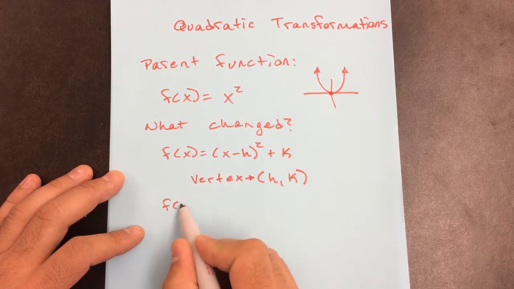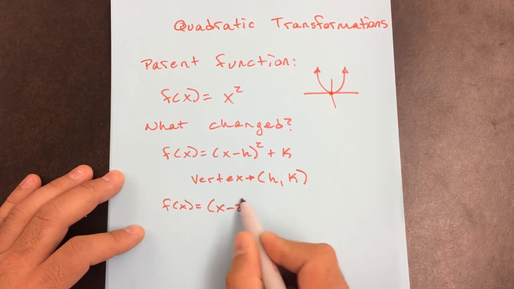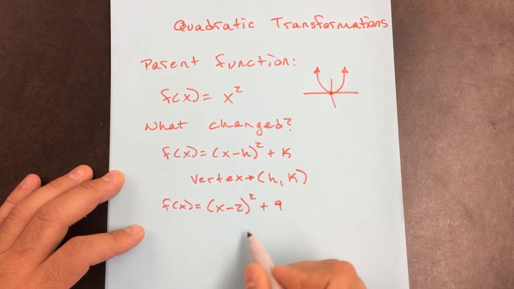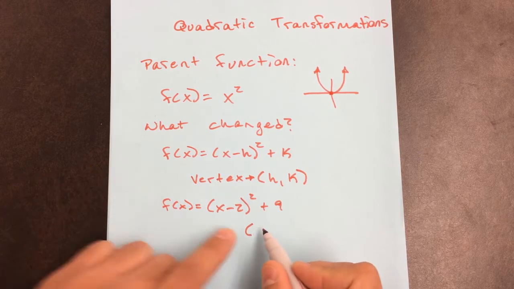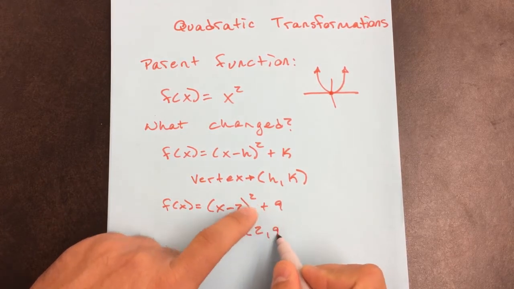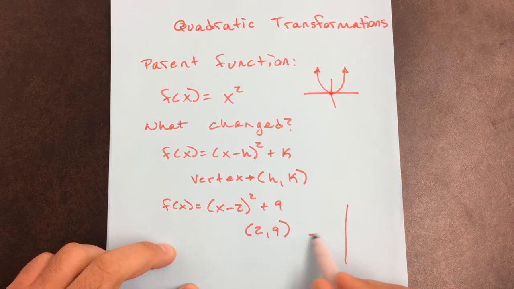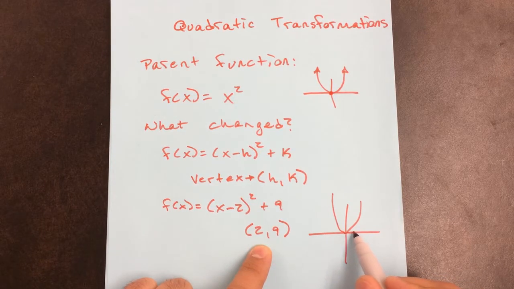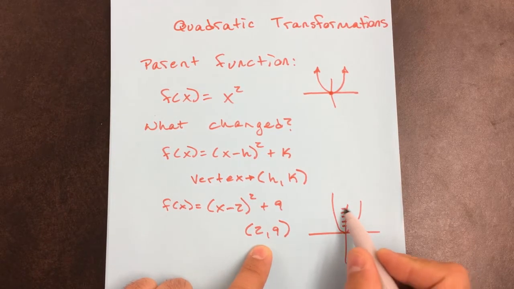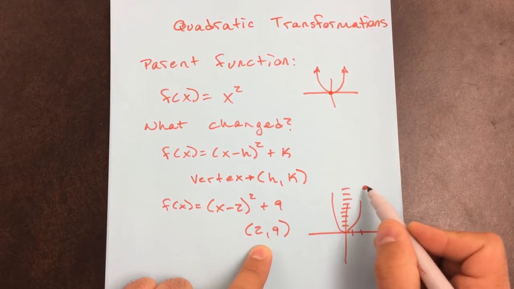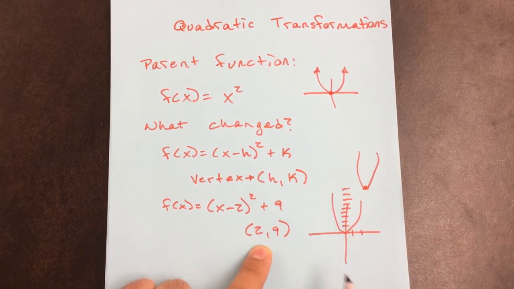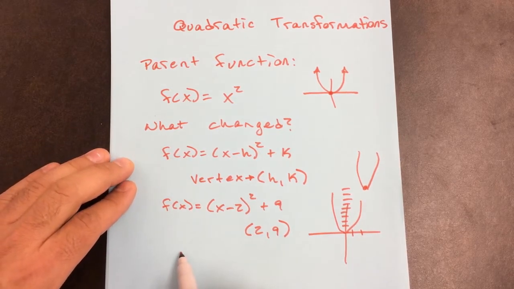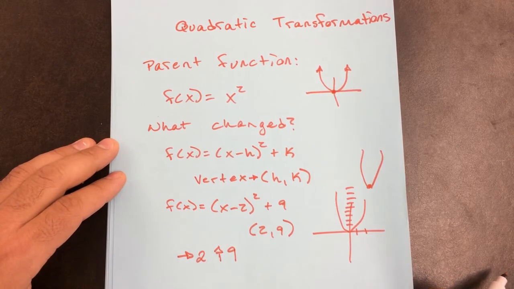So if I give you a function rule like this, and I ask you for the vertex, it's going to be (2, 9). So what that means is, from the parent function that looks like this, the only change in this graph is it moved 2 units over to the right and 9 units up. It's the same shape, it just moved over. So I would say that the transformation is right 2, up 9. And that's stuff that we've already done. So it should be pretty simple.